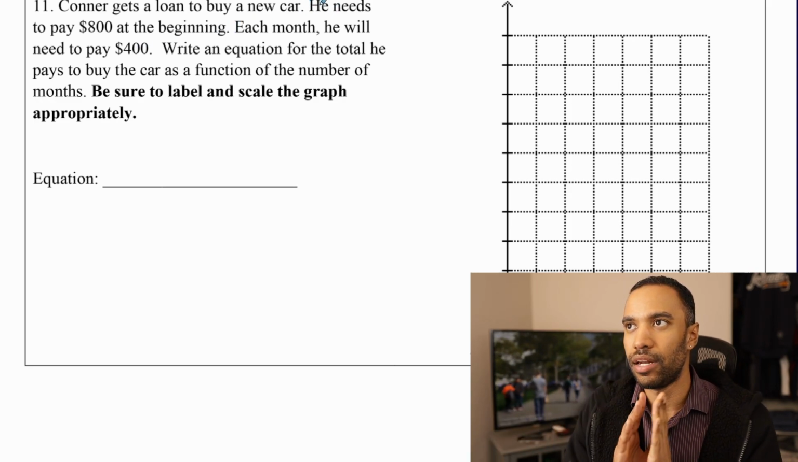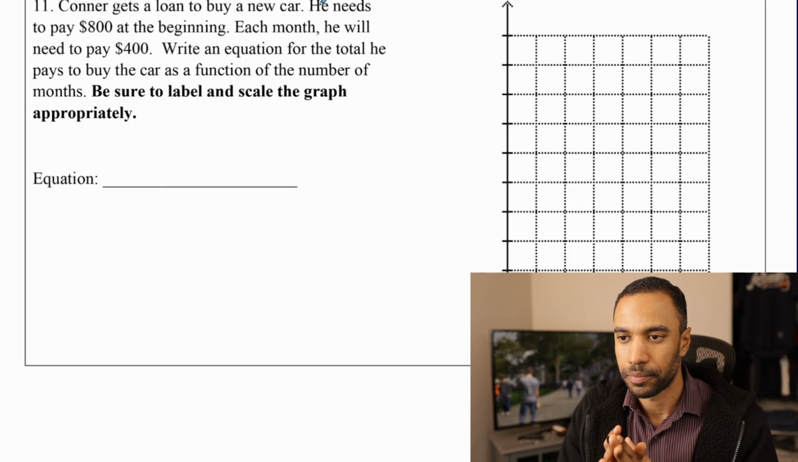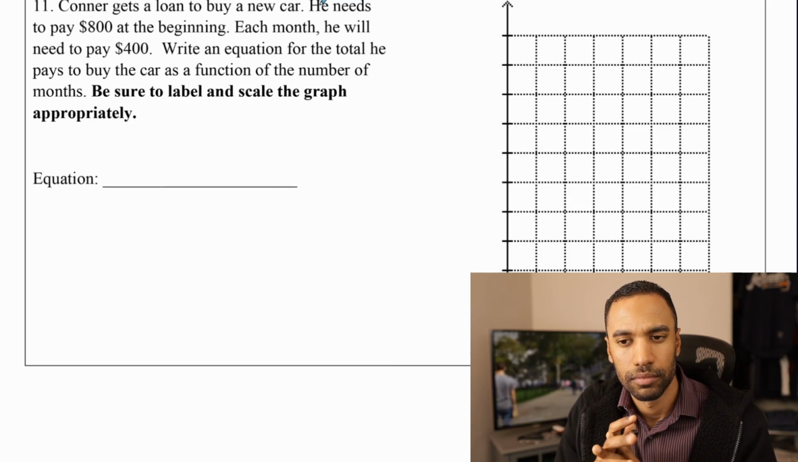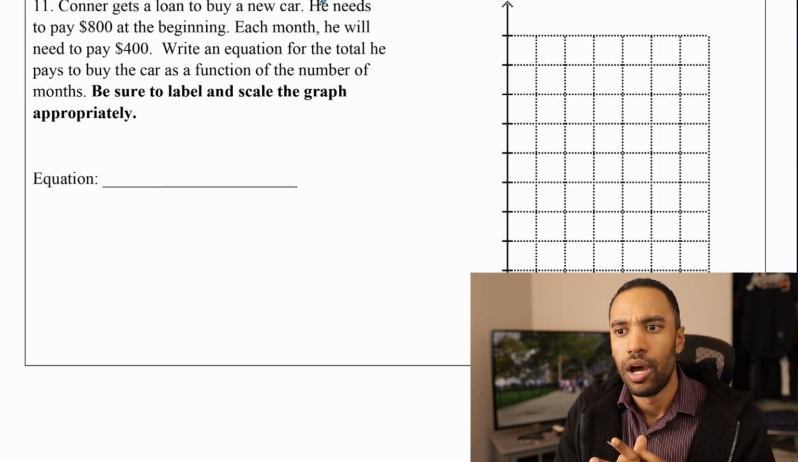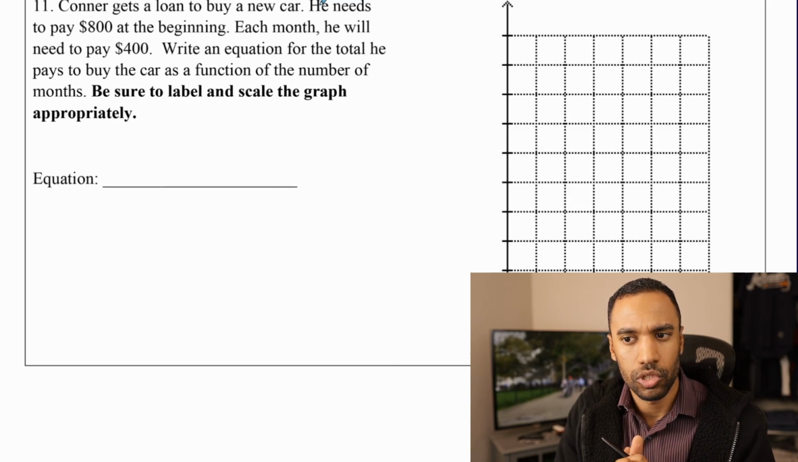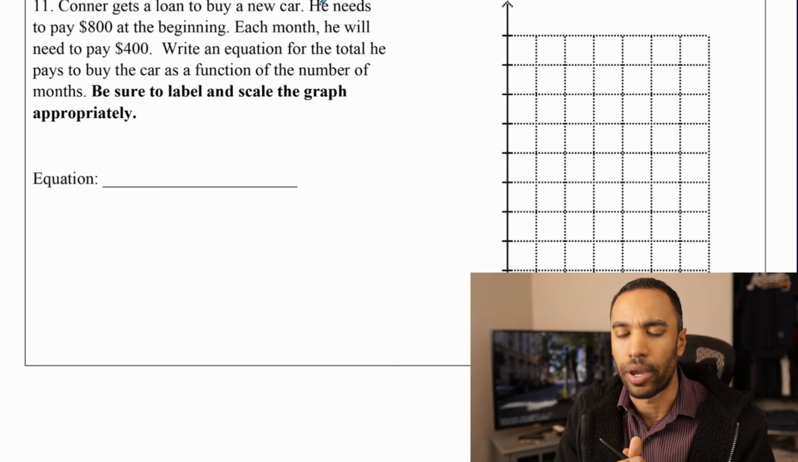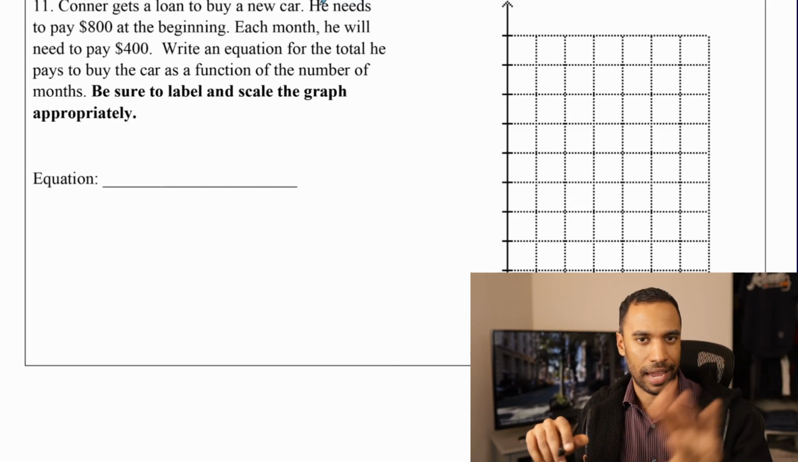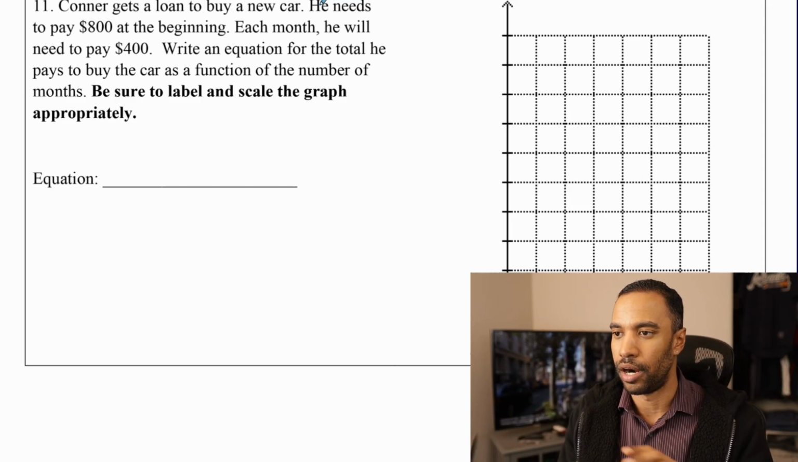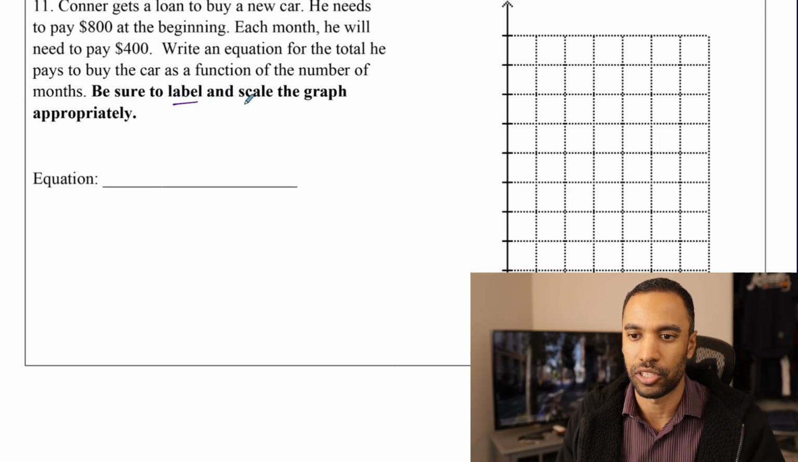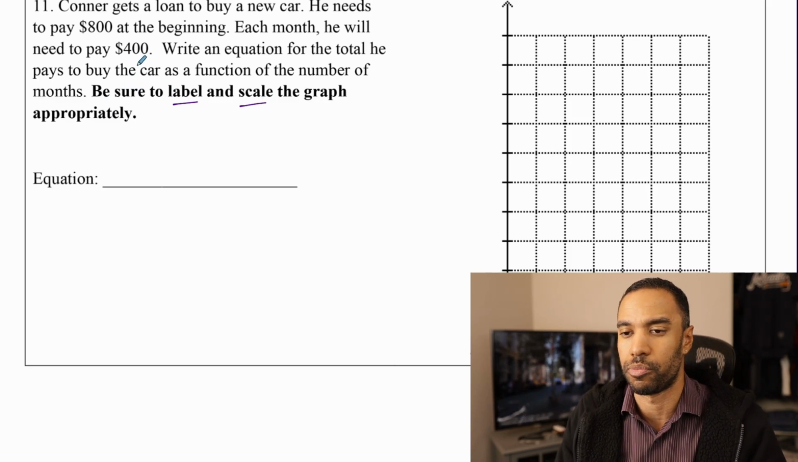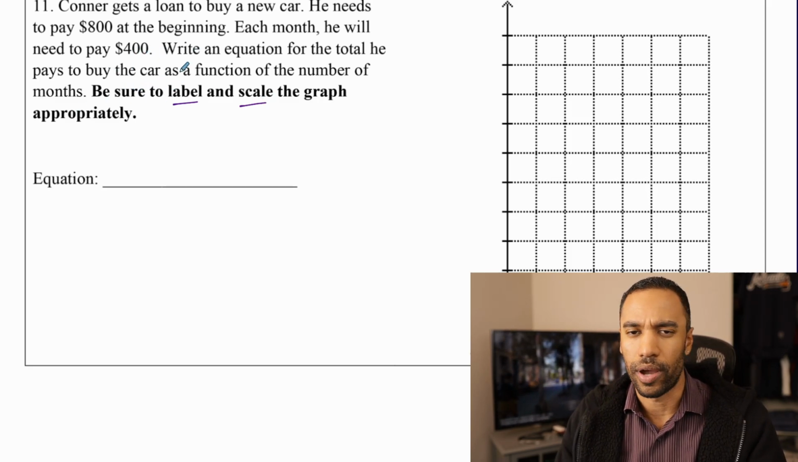So when you get a loan to buy a new car, each month he will need to pay $400. So this is pays to buy the car. Okay, so I was making sure that it wasn't paying back the loan; it's paying for the car. So the whole thing, we have to label and scale this thing appropriately. There's a lot we still have to do with this problem. Okay, let's start with an equation, actually.